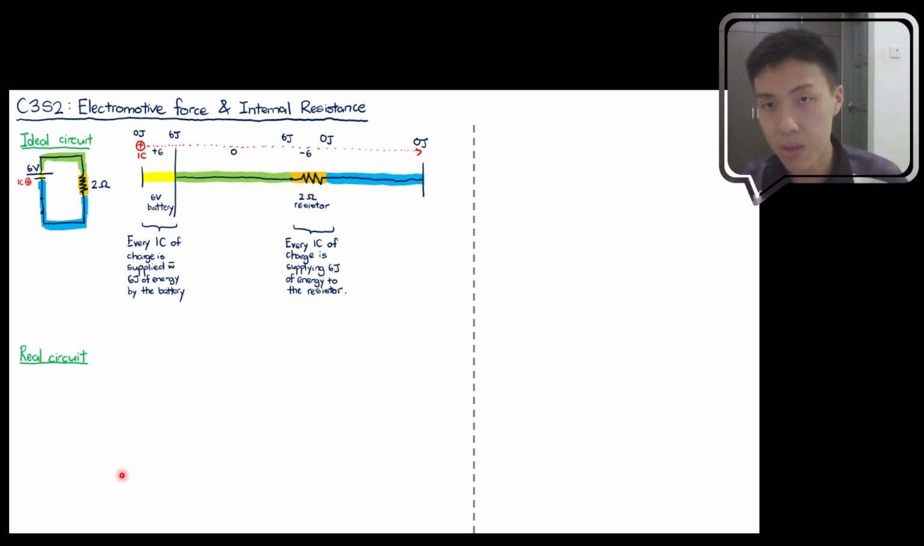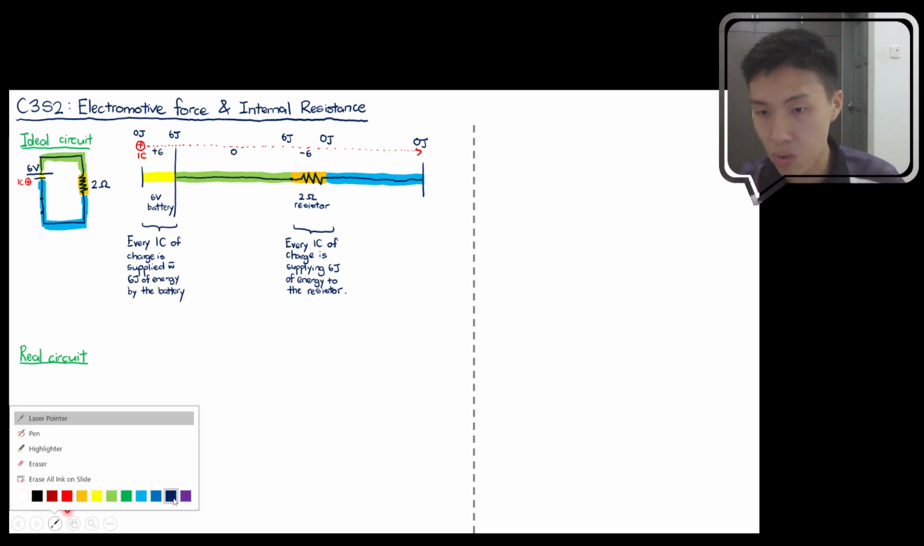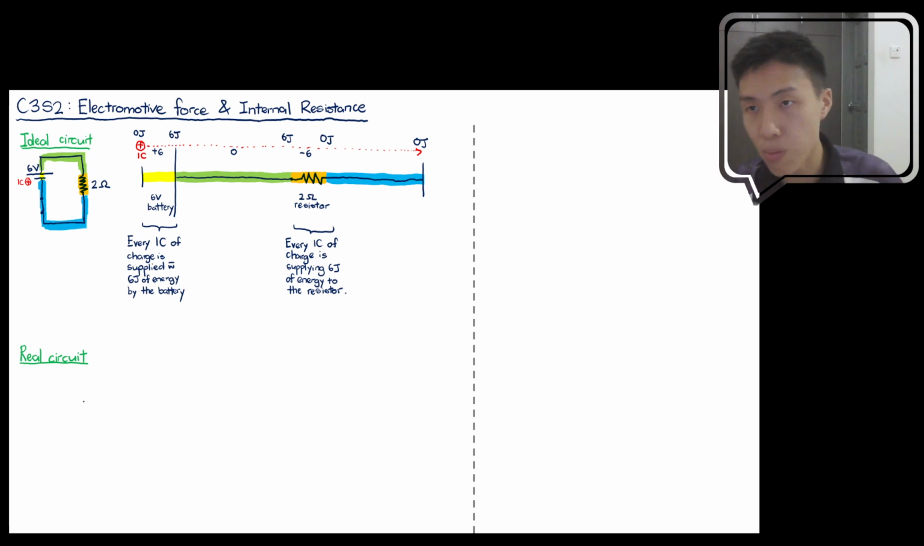Okay, but what happened is today, if you want to look at a more realistic kind of circuit, it will probably look something like this. You still have your battery, don't worry about it. But this battery here has something called an internal resistance inside the battery. So things are not so easy right now. Inside the battery, there will be internal resistance.